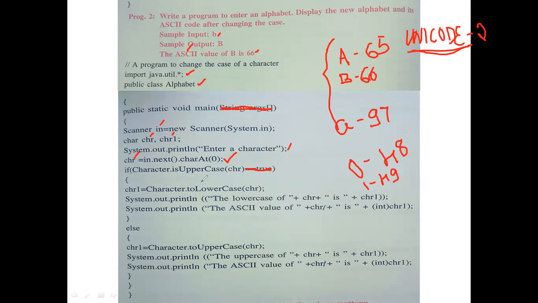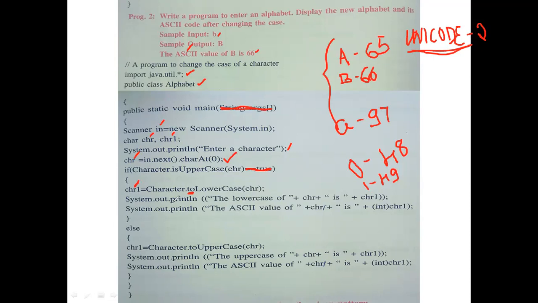What must we do? We must convert to lowercase, right? See, Character dot toLowerCase, the function toLowerCase. We convert to lowercase and put it in CHR1. Is it okay? If it is in uppercase, we check here. If it is satisfied, we have to convert to lowercase and put it in CHR1.